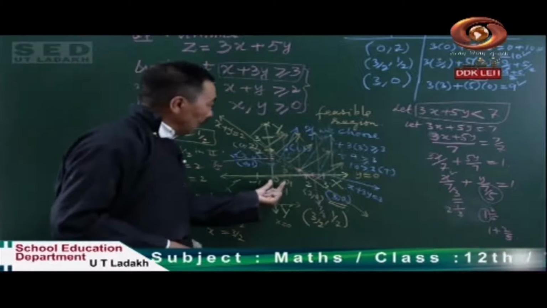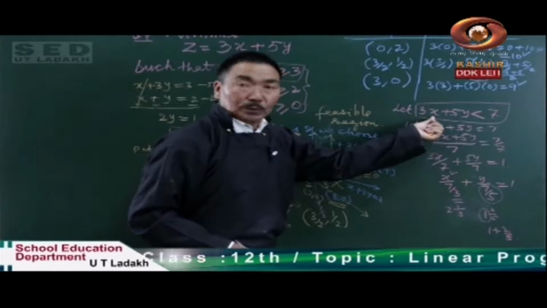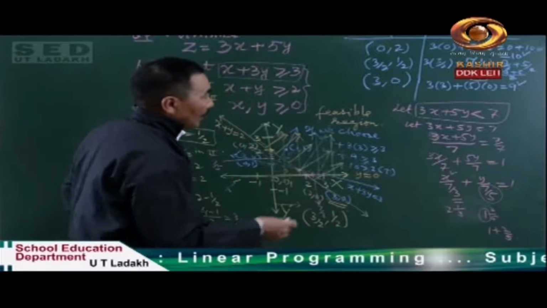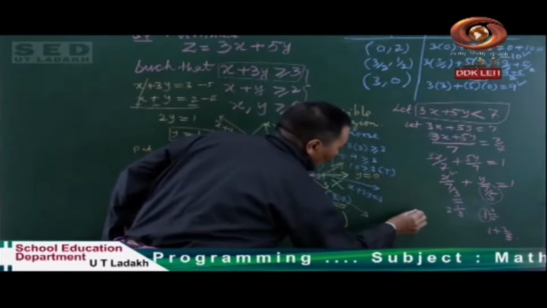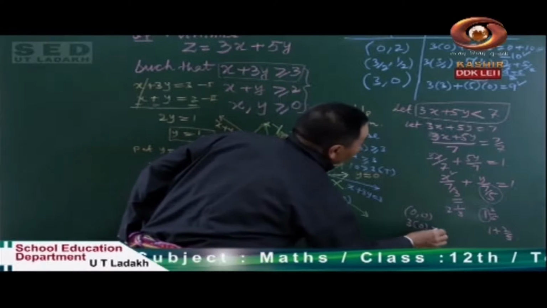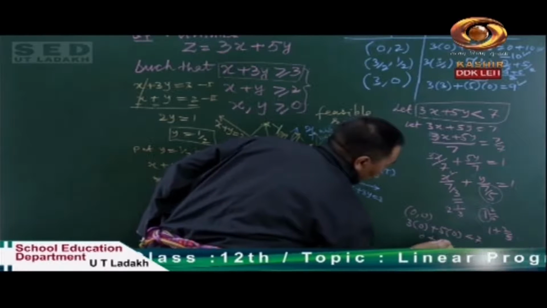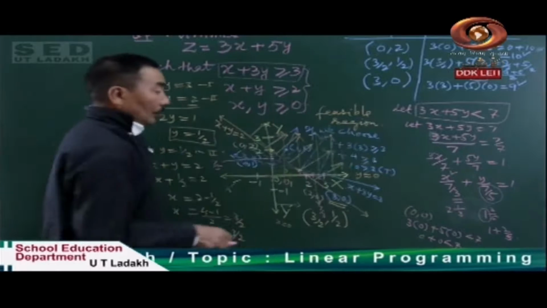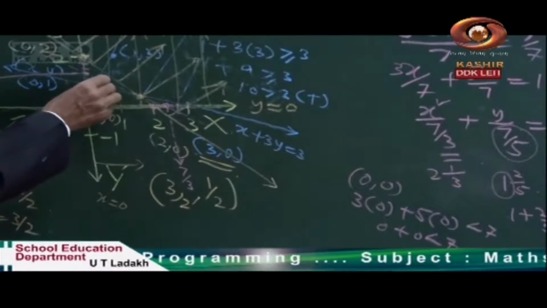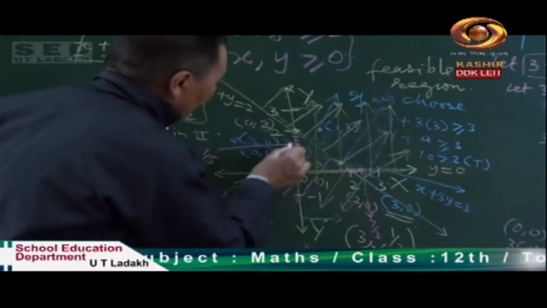Now if I use the origin point in this inequation, then 3 into 0 plus 5 into 0 is less than 7. That becomes 0 plus 0, which is less than 7. So this is satisfying. So the shaded region will be below the line. The shaded region will be below the line.